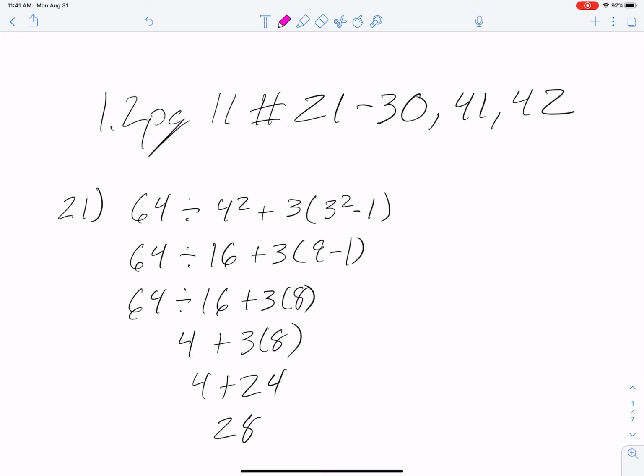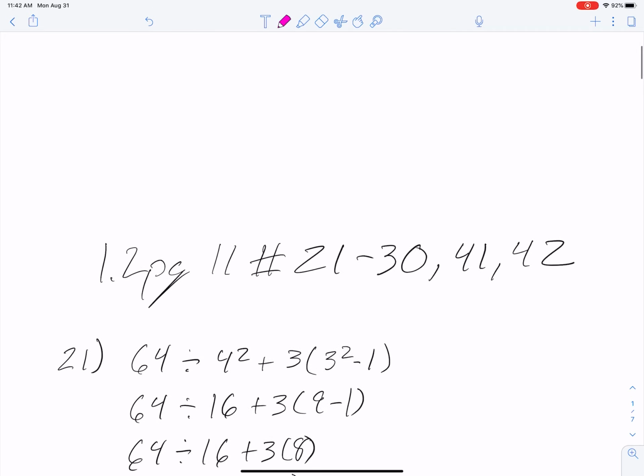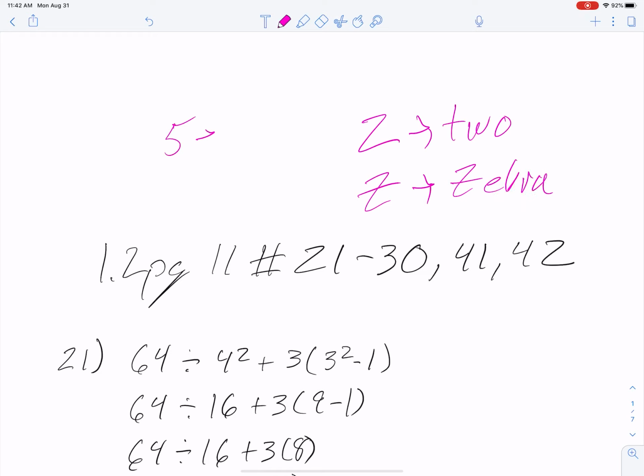Just a note, since this is the first time you're seeing my writing, my 2's tend to look a little bit like Z's. So my Z's I put a line through, and my 5's tend to look a little bit like my S's. So you'll notice the difference as we go through. You'll get used to my writing and we'll be good.